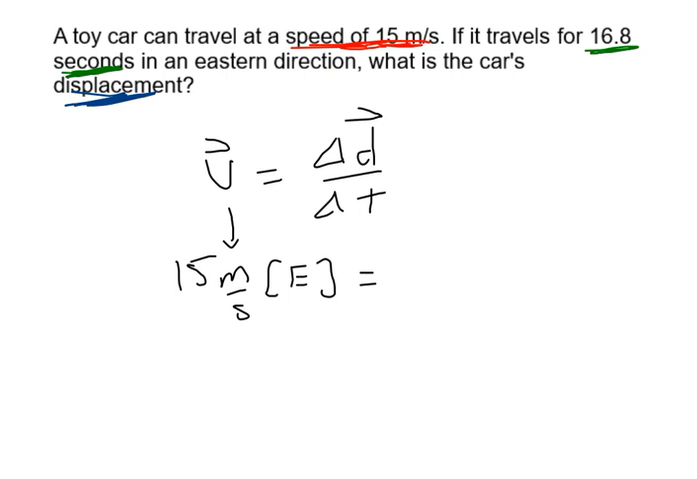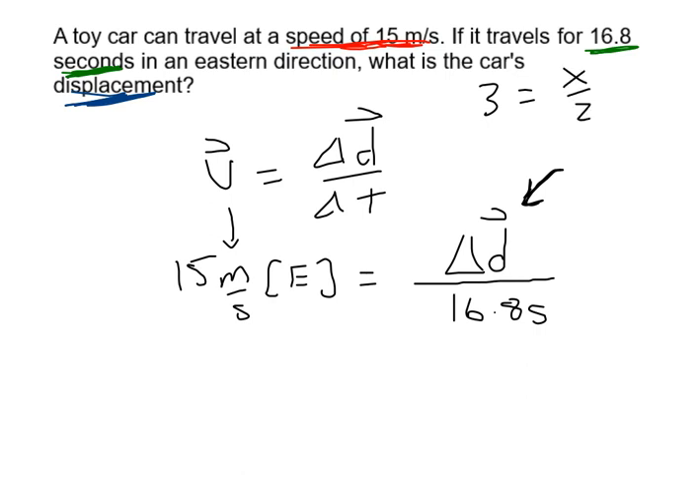More than that, I also know how long it took. I know it took 16.8 seconds. But what I don't know is the delta d. In a way, this is kind of like an algebra problem. We need to isolate for this d right here. It's like in math if I gave you 3 equals x over 2 and asked, could you solve for x? The answer would be 6, because you would times both sides by 2, and 3 times 2 gives you 6. That's what we need to do here.